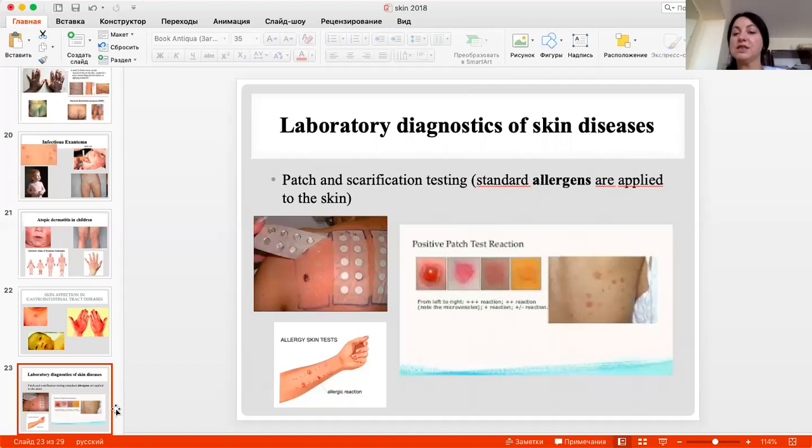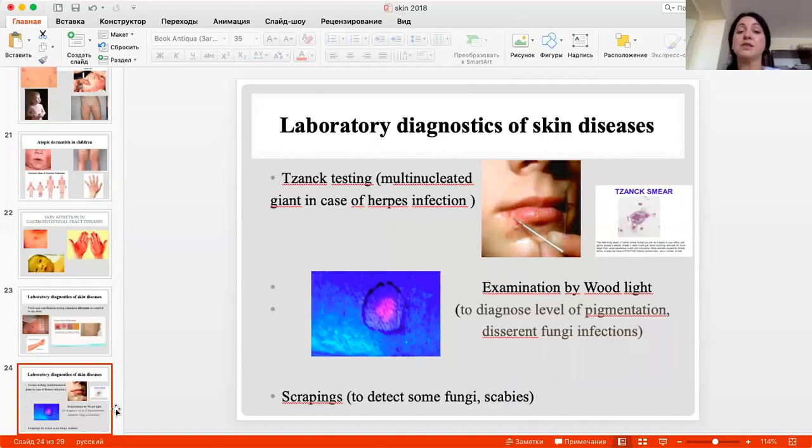Some specific testing may be performed, for example, the Tzanck test is performed to diagnose herpes virus. Wood light examination may be performed to diagnose pigmentation disorders and some fungal infections, mycosis, which are typical for young children. Scraping test may also be performed for fungal infection detection and for scabies diagnostics.